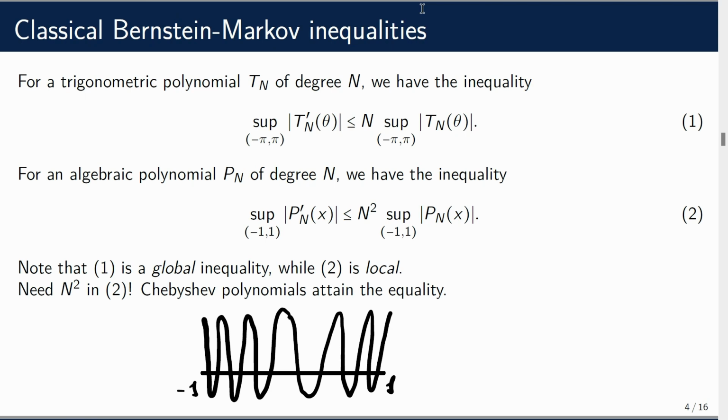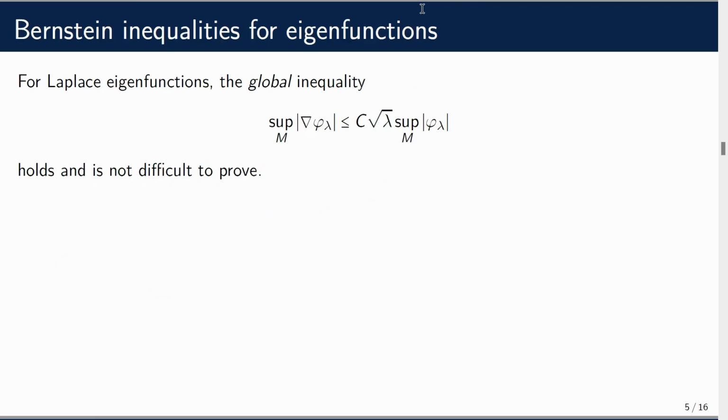Okay. Back to eigenfunctions. An immediate analog of inequality 1 for eigenfunctions is true and is pretty easy. So this is a global inequality. You can bound the supremum over the whole manifold of the gradient of your eigenfunction by the degree of this polynomial, which is constant square root of lambda, times the supremum of the eigenfunction over the whole manifold. I'm not attributing this to anyone because this is sort of an easier result. It's an elliptic estimate. You can prove it pretty easily.